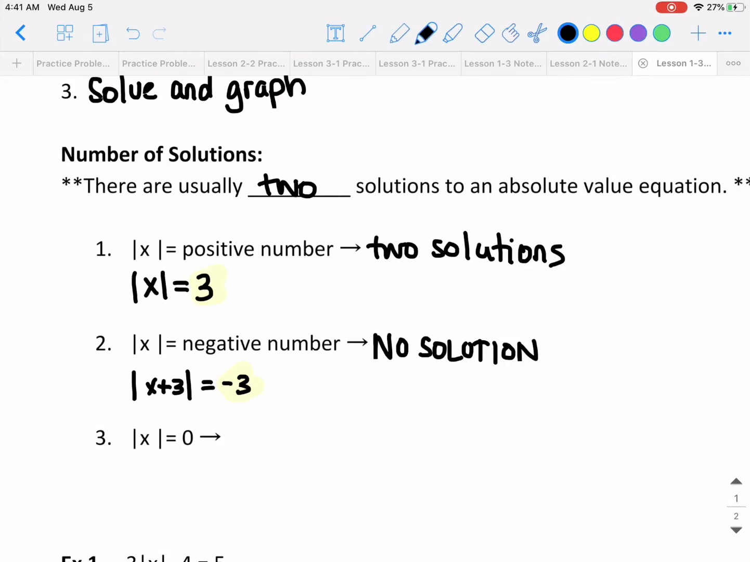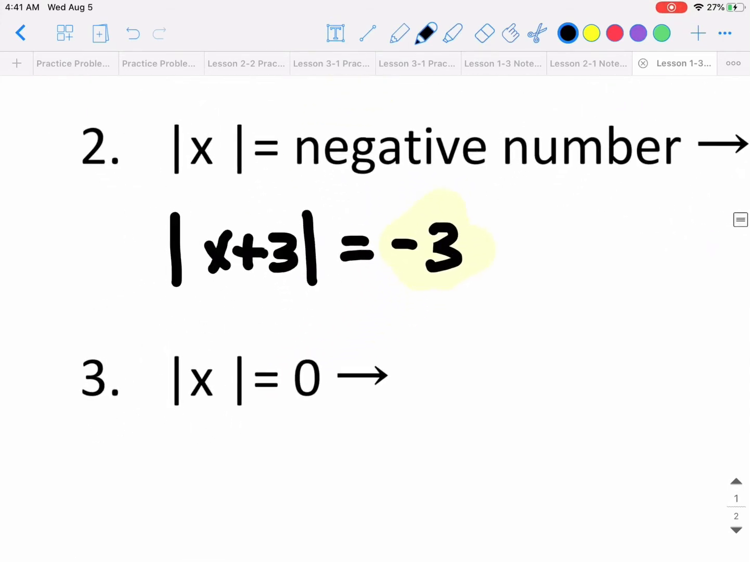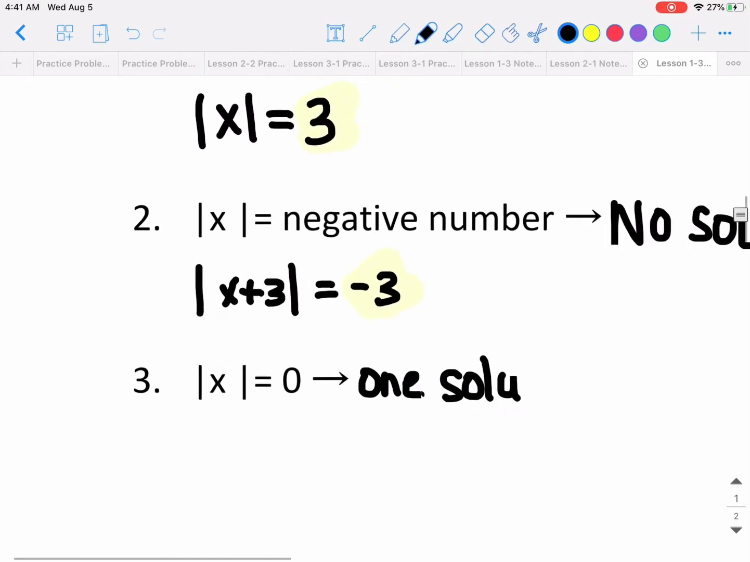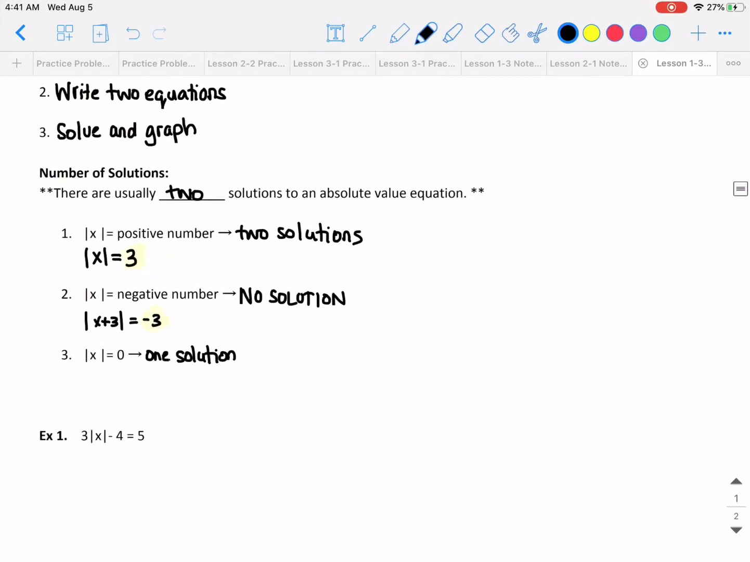The third scenario that you'll see is when you get the absolute value by itself, it's equal to 0. That means there's just one solution because 0 is not positive or negative, so you can't write 2 different equations. You can only write one equation from this point. Okay. So you either have one solution, 2 solutions, or no solution. All right, let's do an example.